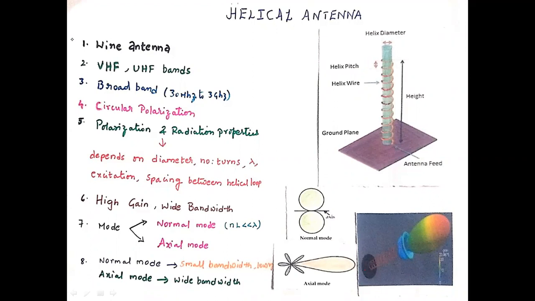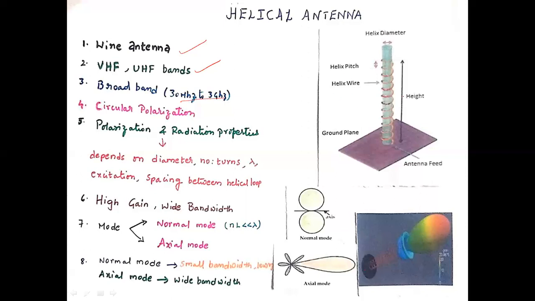Hi viewers, in today's class I am going to discuss helical antenna. The helical antenna is one of the important antennas that we have used from earlier days. It belongs to the family of wire antenna. It operates in the UHF and VHF bands, and it is also referred to as a broadband antenna whose frequency range is between 30 megahertz to 3 gigahertz.